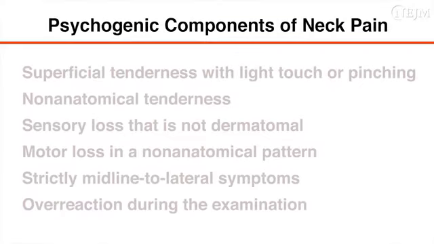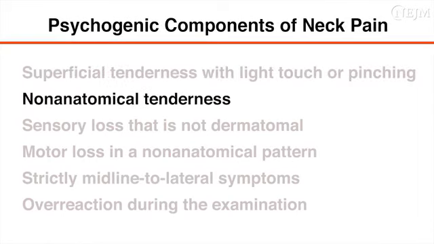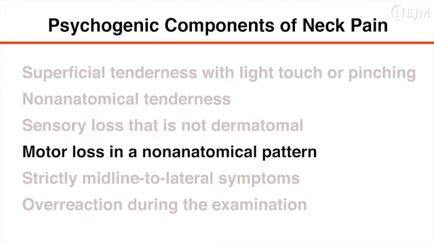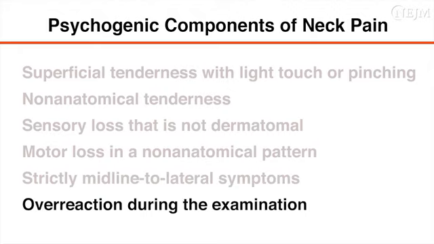There are tests to assess for possible psychogenic components of neck pain: superficial tenderness with light touch or pinching, non-anatomical tenderness, sensory loss that is not dermatomal, motor loss in a non-anatomical pattern, strictly midline to lateral symptoms, and overreaction during the examination may indicate non-organic causes of pain.